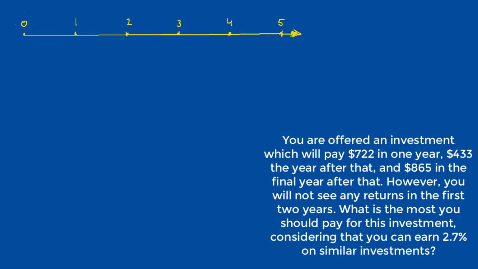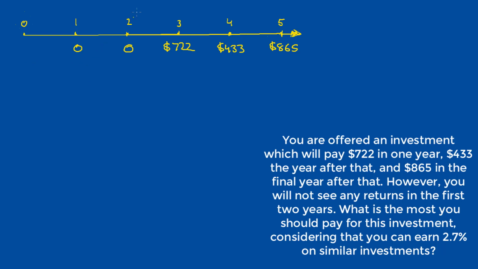Conceptually, this question is quite straightforward as long as we follow our simple 3-step process. Our first step is to put the cash flows on a timeline so that we're aware of when the cash flows are coming in. The question tells us that the first 2 years we get no returns, so that means that 0 is the value of the cash flow for the first 2 years. Then it tells us that we have 3 cash flows of 722, 433, and 865. This is our first step done.